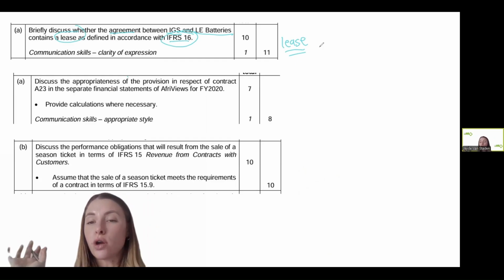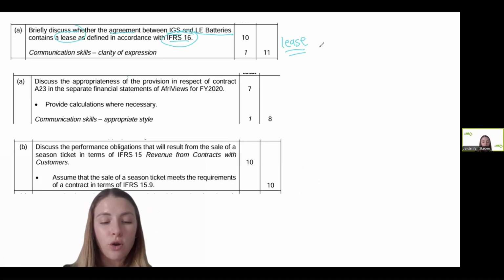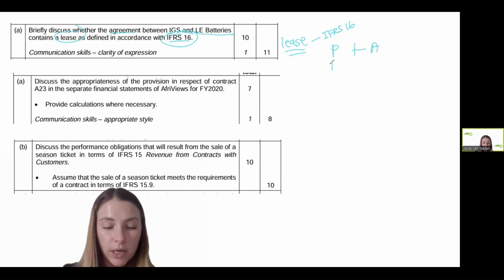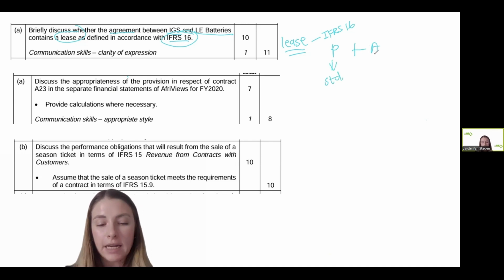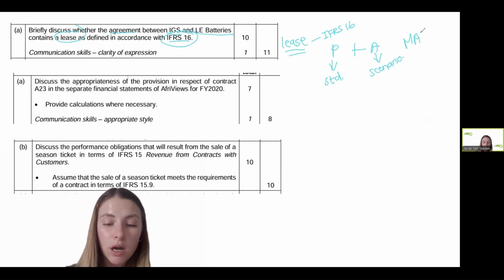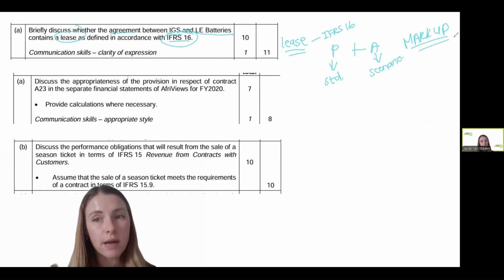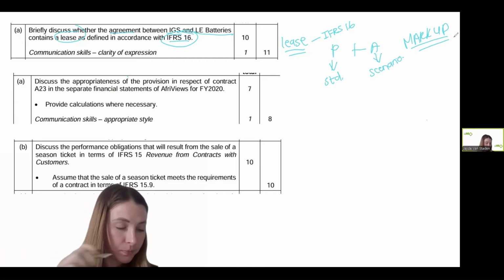Which means you are going to hopefully know this quite well out of your head, but if you need to, you're going to go to your IFRS 16 definition of a lease, and you are going to do principle and application. So what comes out of the standard, and couple that with what's in the scenario. So again, how do we conquer discussion questions in financial accounting? We need to mark up our scenario, because otherwise you're going to waste so much time rereading, and that is the last thing you want to do.